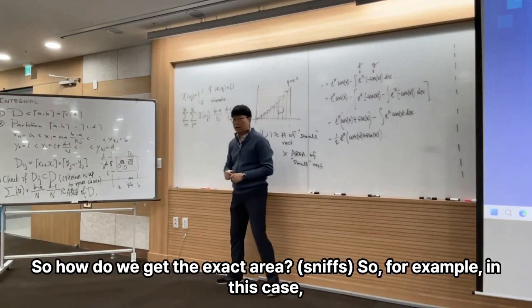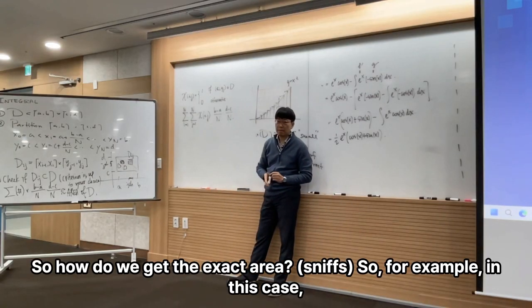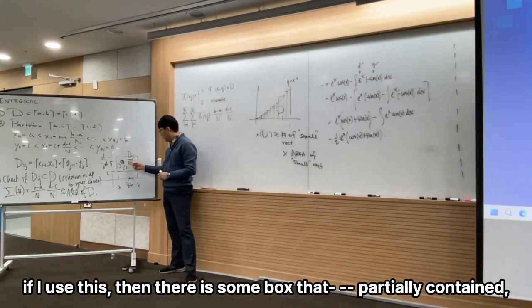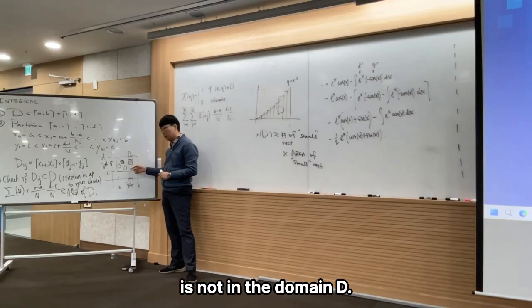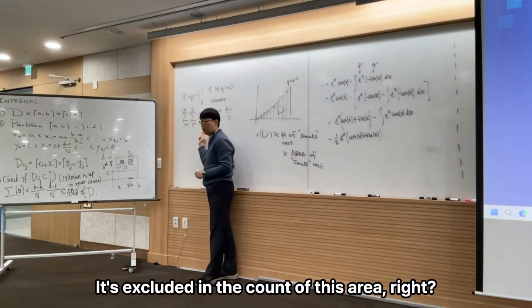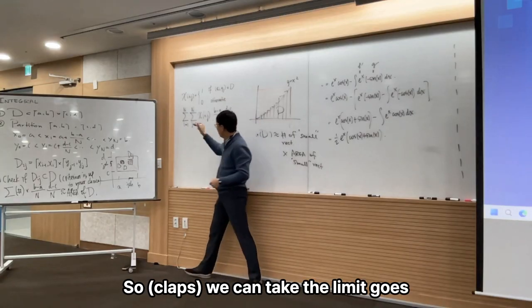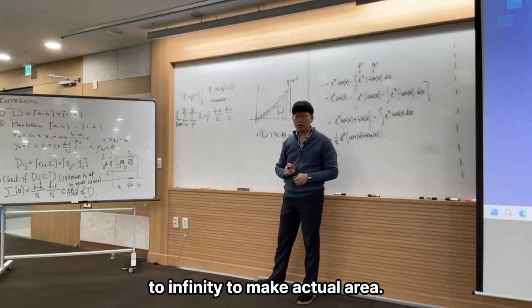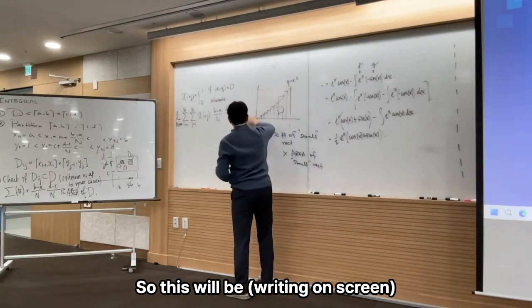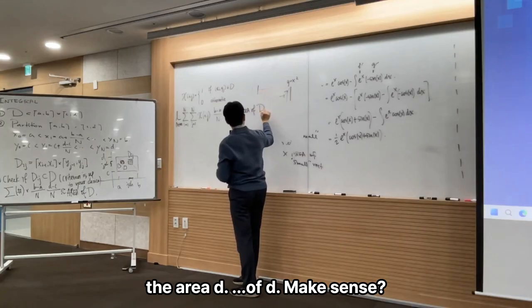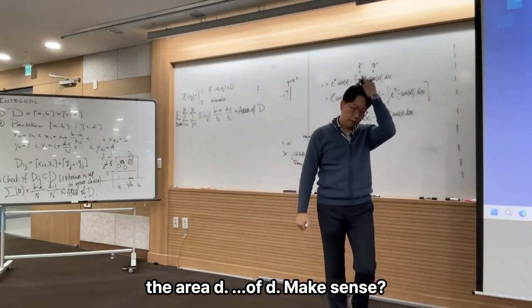So how do we get the exact area? For example, in this case, if I use this, there's some box that is partially contained, but because the top right corner is not in the domain D, it's excluded in the count of this area, right? So there must be error. So we can take the limit as n goes to infinity to get the actual area. So this will be the area of D. Make sense?